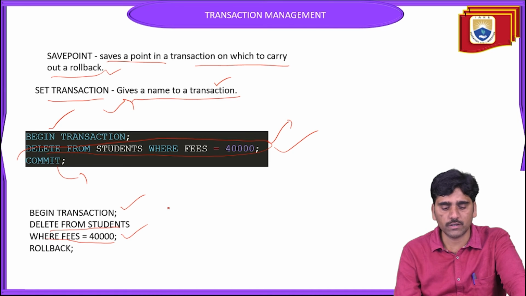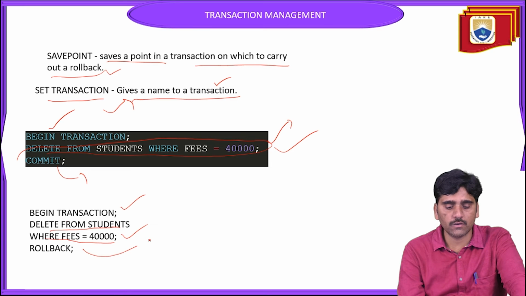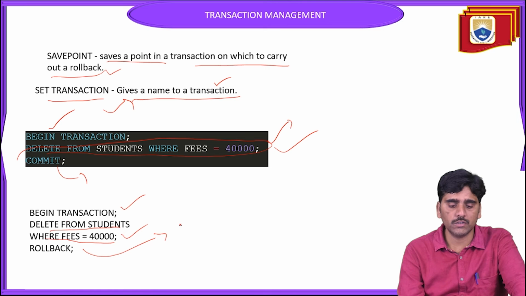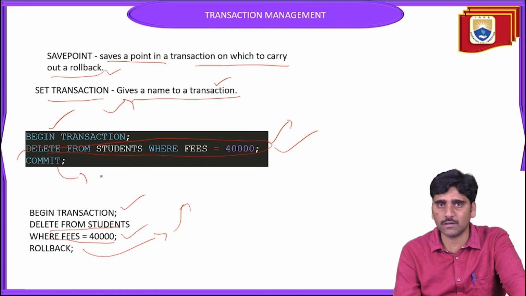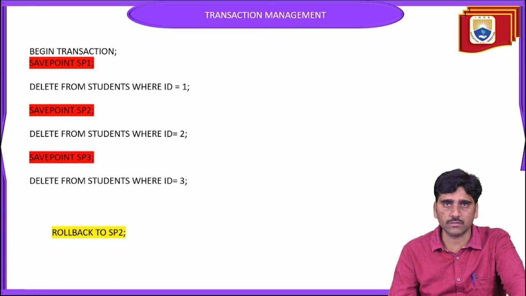where fees equals 40,000, and ROLLBACK. Now what is the result? You will roll back the transaction which performed the delete operation on the students table. So now you can retrieve the values of students whose fees is 40,000.